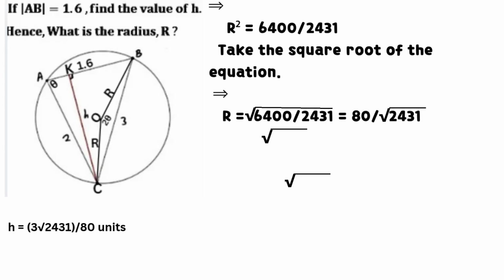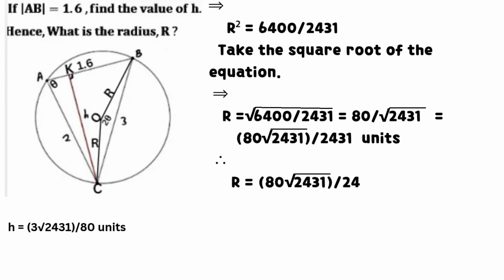Take the square root of the equation. It implies that r equals the square root of 6400 divided by 2431, which equals 80 divided by the square root of 2431. The result, after rationalization, equals the product of 80 and the square root of 2431, all divided by 2431 in units. Therefore, r equals the product of 80 and the square root of 2431, all divided by 2431 in units, or 1.623 units to 3 decimal places.